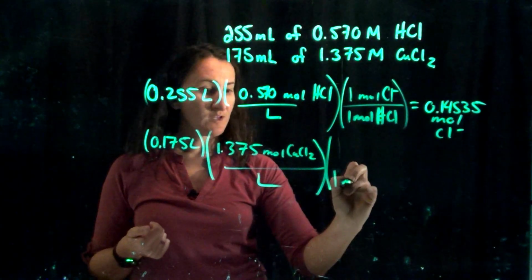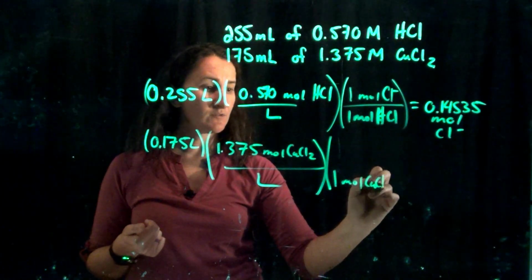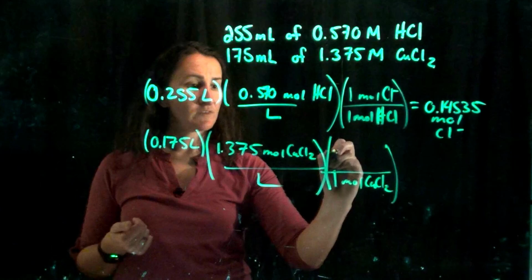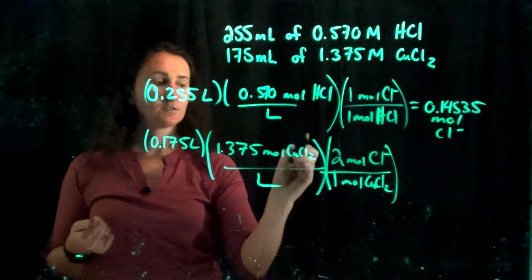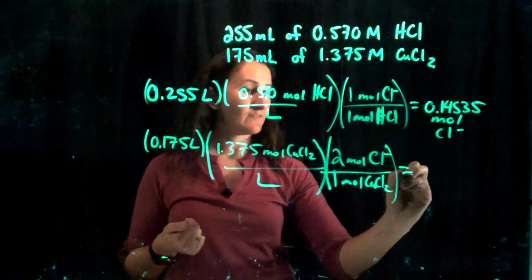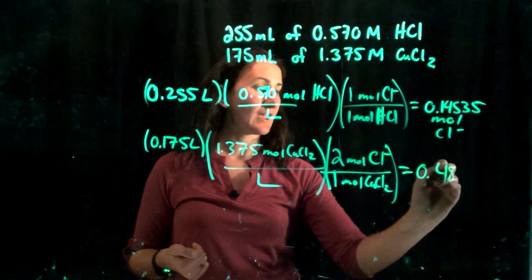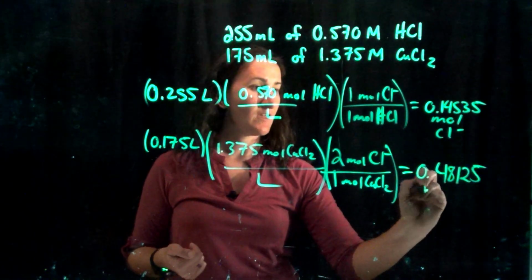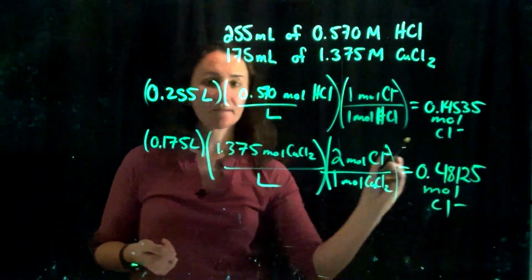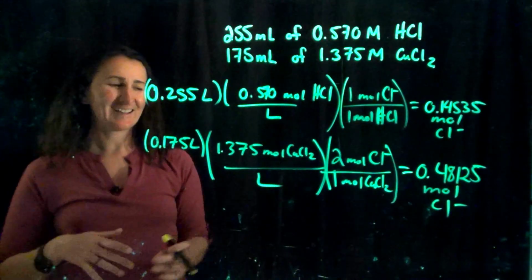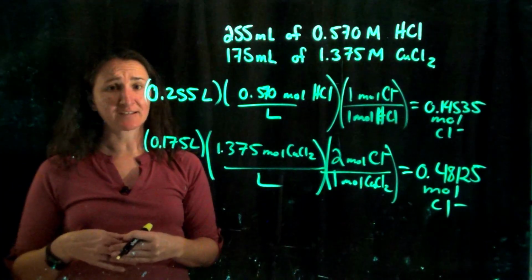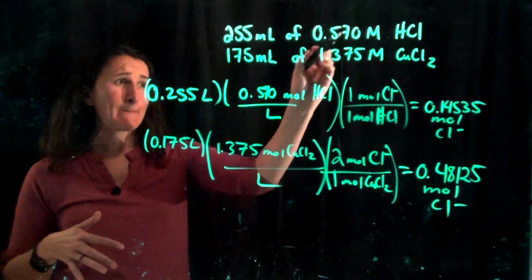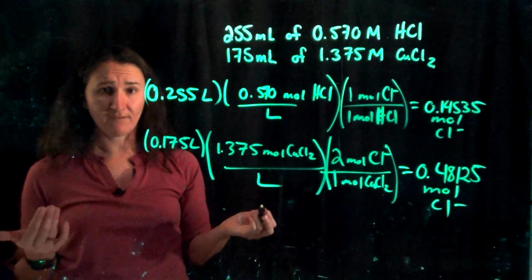Now we ask the same question. In 1 mole of copper 2 chloride, how many moles of chlorine are there? And there are 2. So that gives us 0.48125 moles of chlorine ions. But what do we do with all this? So like I said before, this is telling us basically how many chlorine ions we have floating around in our solution per volume of our solution. Where do they come from?